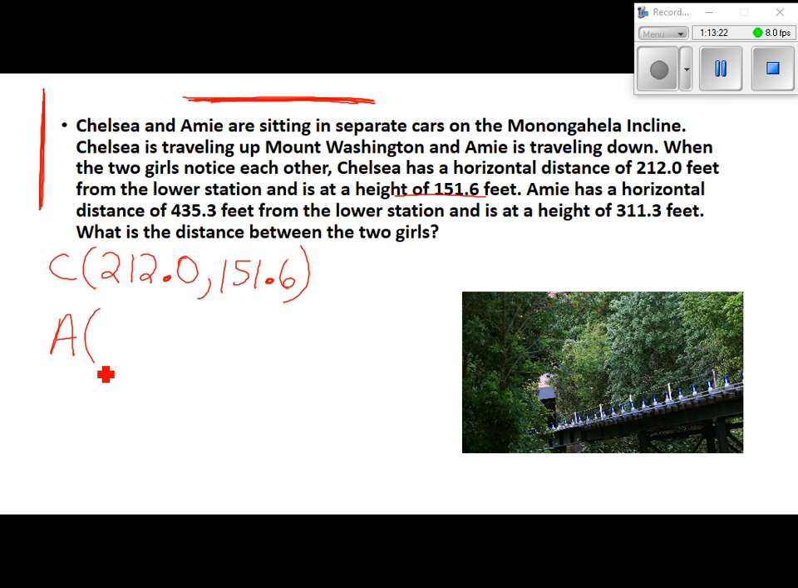Then we've got Amy's ordered pair. It says Amy has a horizontal distance, so that's her X, of 435.3.